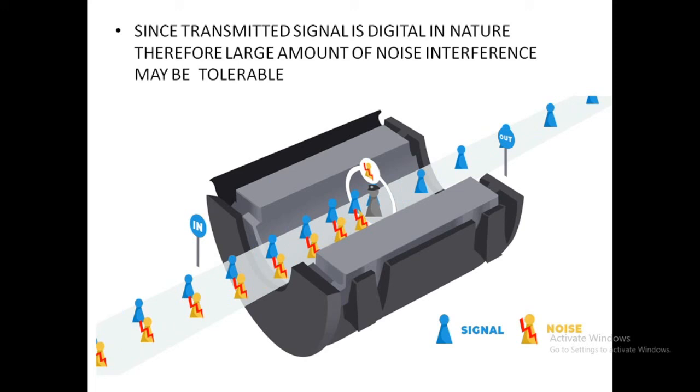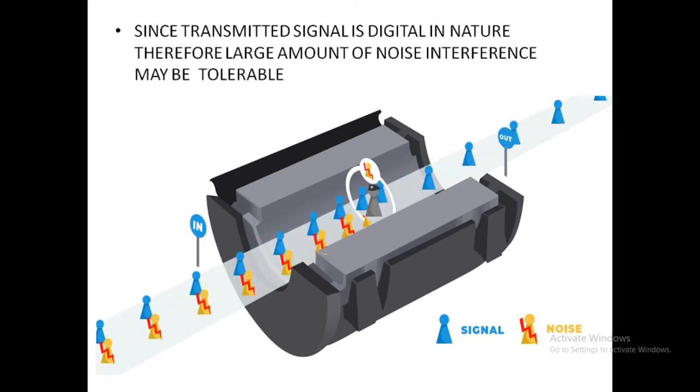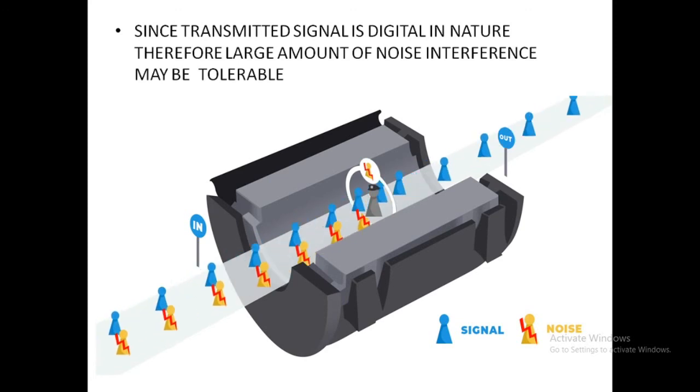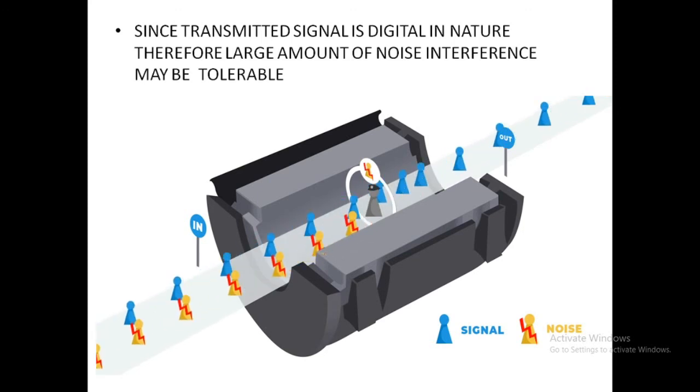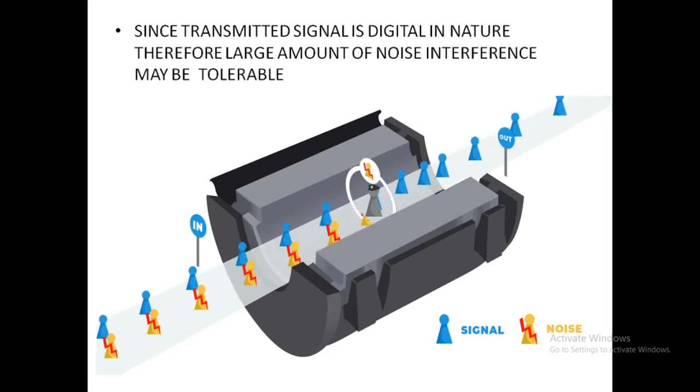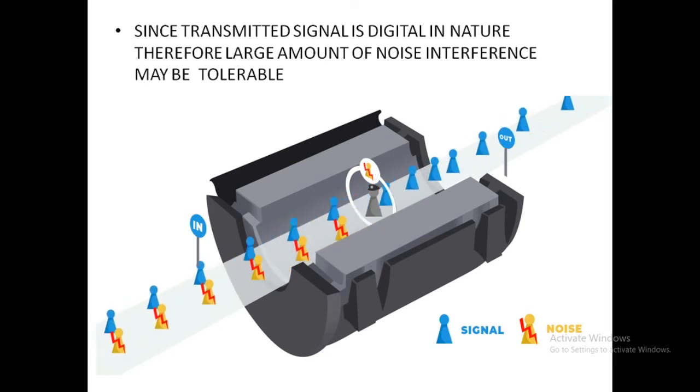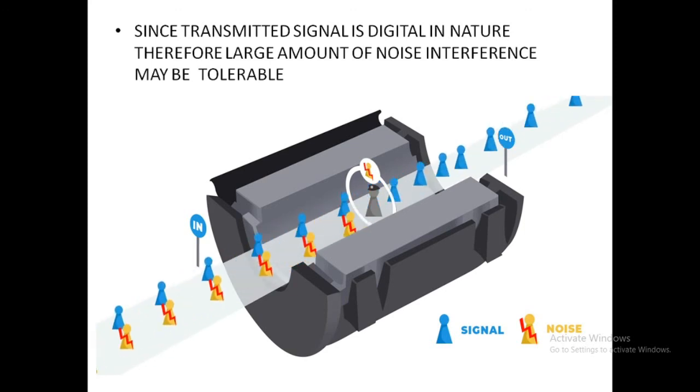The next advantage is that since the transmitted signal is digital in nature, a large amount of noise interference may be tolerable. It means most of the noise accumulated in the system can be tolerated, that is, it can be avoided. The noise can be avoided and the original information will come out from the equipment.